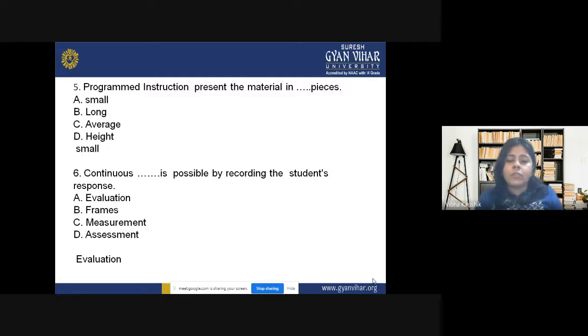Now you have to select the correct one from the given choices, and the correct answer will be option A, that is evaluation. So continuous evaluation is possible through program learning while we are recording the students' responses.